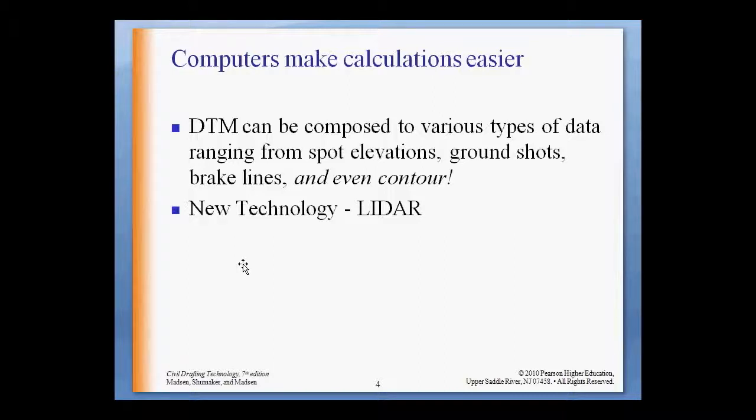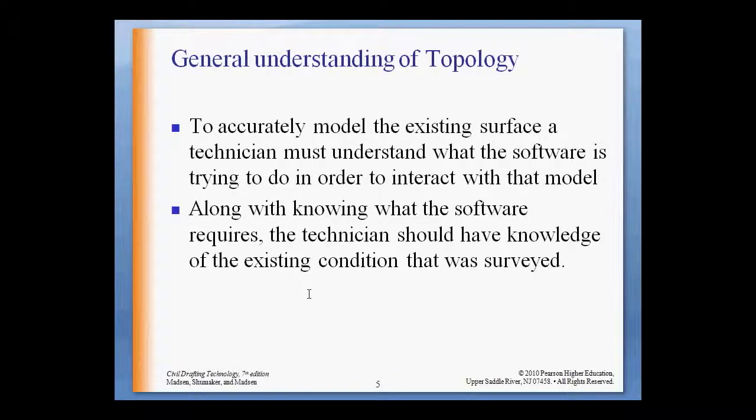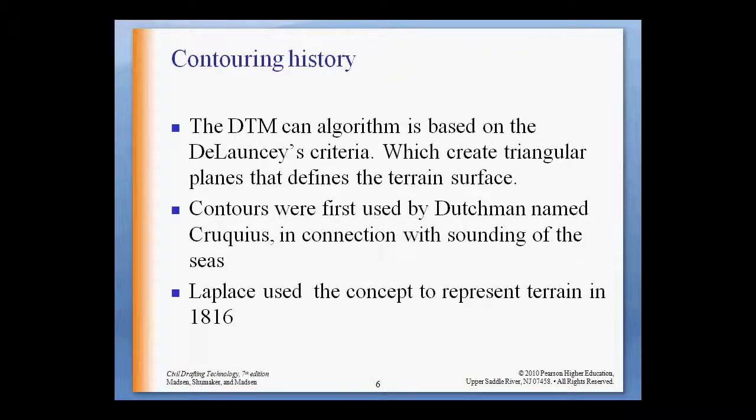Or we can also collect it from the new technology. LiDAR's been around for a while. It's not really new, but it's just finally being understood by the civil engineers. So the DTM accurately models the existing surface, but the technician must understand what the software is trying to do, and along with that, the technician has to have a working knowledge of what's going on in the field. So he needs to know how the computer is going to calculate it, and he needs to know what the lay of the land looks like. Okay, and that's usually accomplished by either visiting the site or pictures from the surveyor.